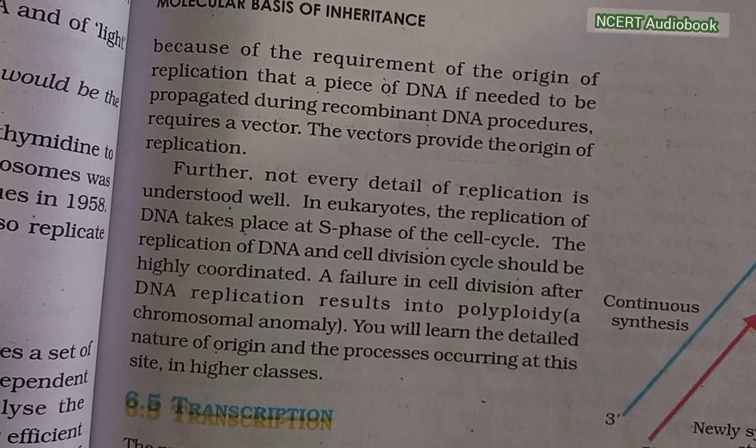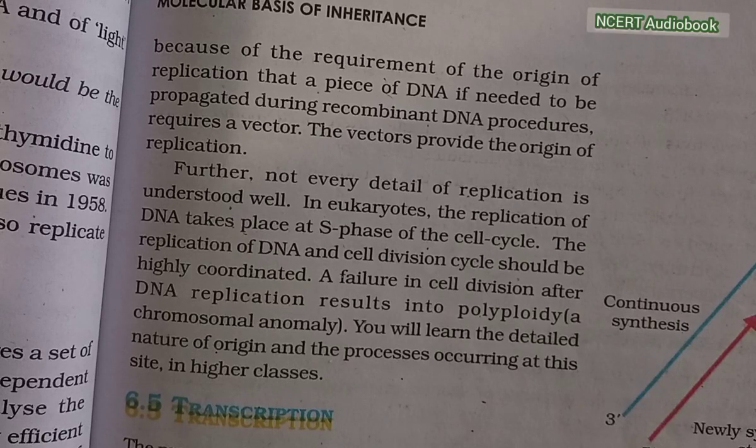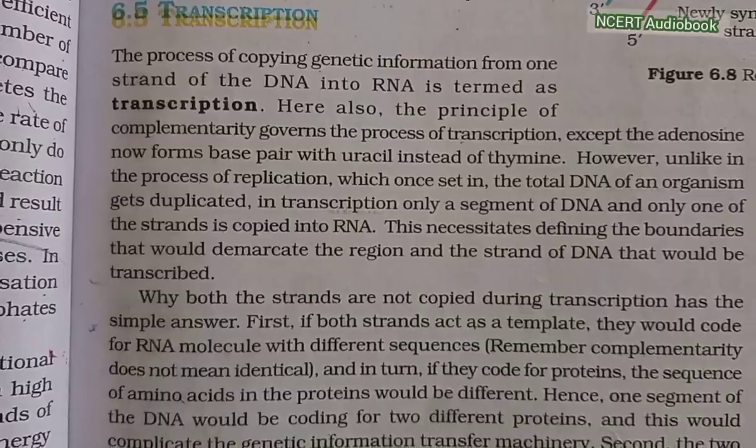Further, not every detail of replication is understood well. In eukaryotes, the replication of DNA takes place at the S phase of the cell cycle. The replication of DNA and the cell division cycle should be highly coordinated, otherwise it would result in polyploidy. You will learn the detailed nature of the origin and the processes occurring at this site in higher classes.